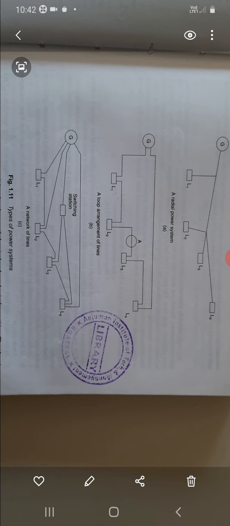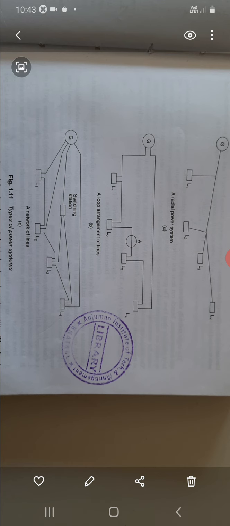If any fault or interruption occurs at any area, then most of the consumers won't get any supply. The next is the loop arrangement of the line, called the loop system. In this loop system, one generator is there, and the line is given from one direction and also from the other direction. It is called a simple looping system. If a fault occurs at any point, that particular area is disconnected, and the supply is given from the other side.